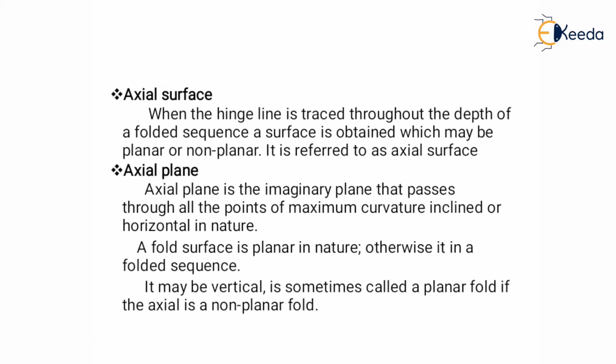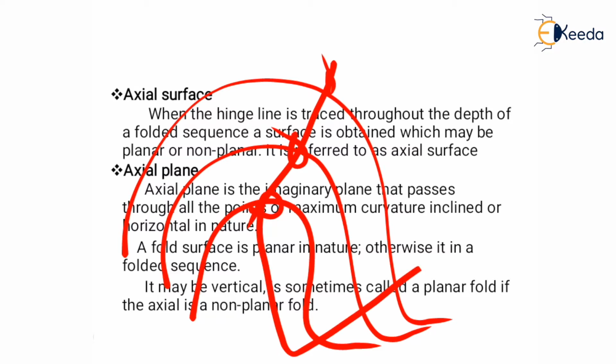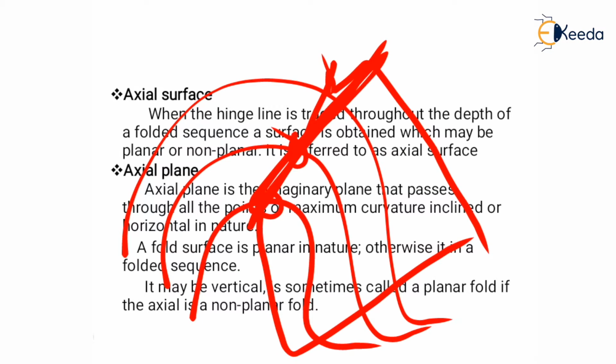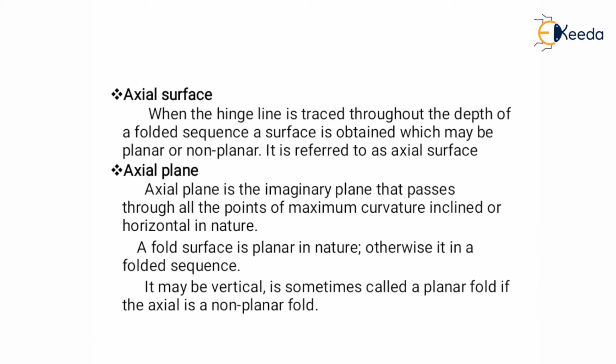When the hinge line is traced throughout the depth of the folded sequence, a surface is obtained which may be planar or non-planar. It is referred to as the axial surface. So this is the hinge line. After the hinge line is traced up to a certain depth, this is called the axial surface. And this hinge line is also called the axis of the fold.